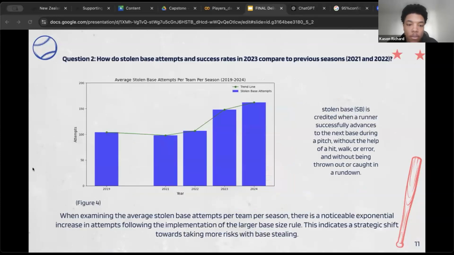Now, looking at the average stolen base attempts per team per season in this 5-year window, we exclude the 2020 data, considering it was a COVID year and shortened games. From 19 to 21, you see a slight dip. And then in 22, we see a slight bump. And then right at the rule change in 2023, there was a surge, a huge increase, and then another bump in 2024.